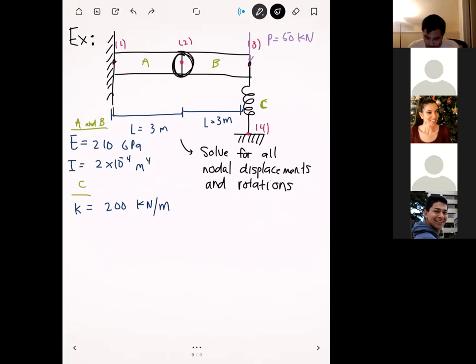Okay. All right. So let's go ahead and start solving the problem. The first step, just like in all of these problems, is the element stiffness matrices. This problem is interesting because we're bringing together both of our lecture notes on this. We have the beams, but also we have springs.